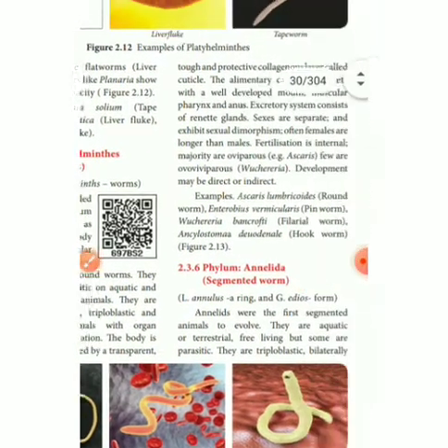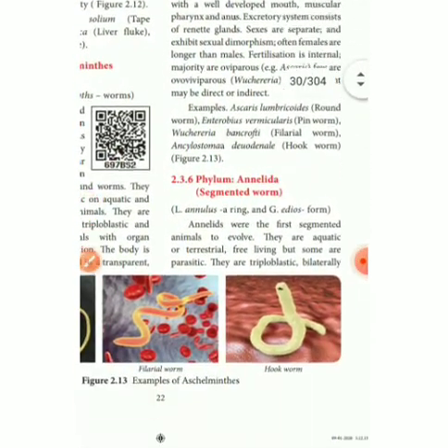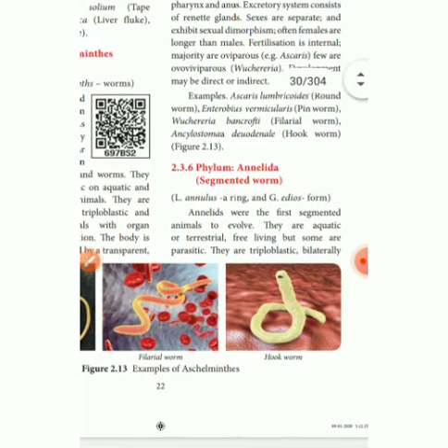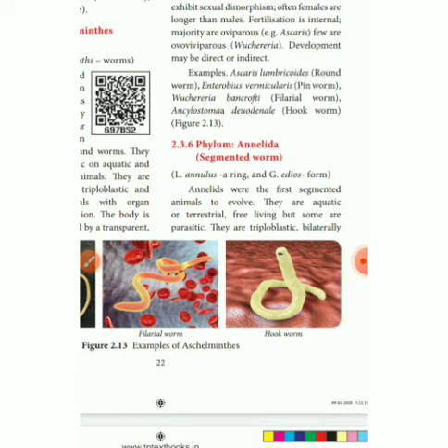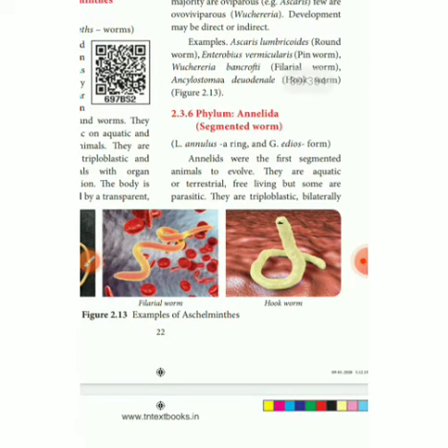Annelidans means segmented worms; they come under the phylum Annelida. Annelida means rings, and form means body, so animals or larvae having a segmented body come under the phylum Annelida. These were the first segmented animals in evolution; in this phylum we see the first segmented body.